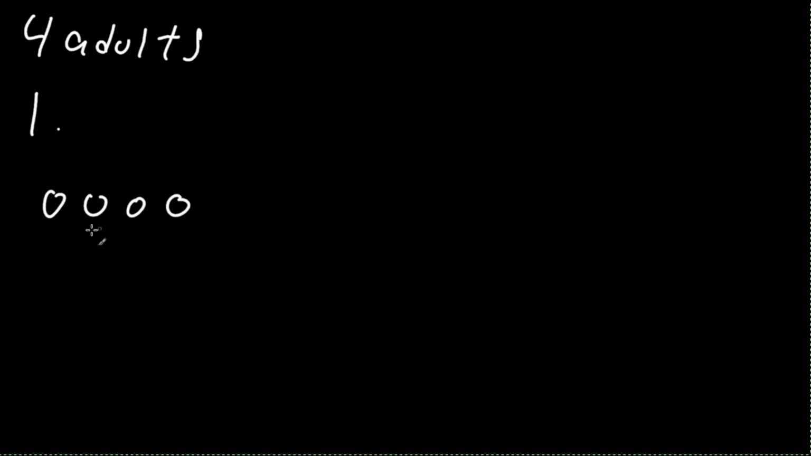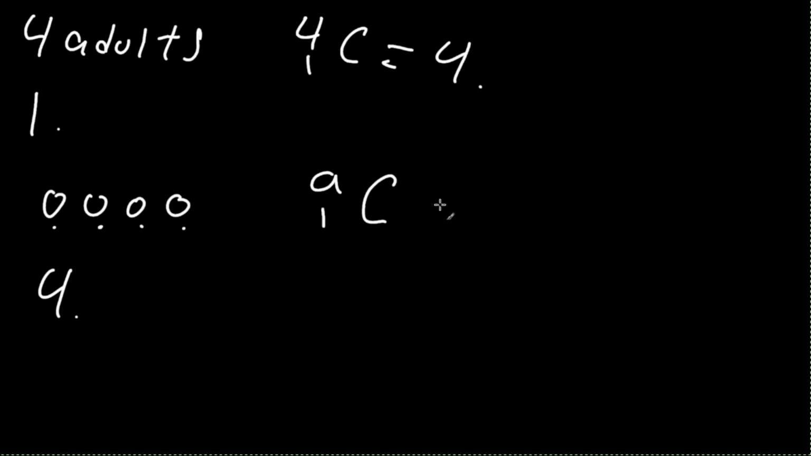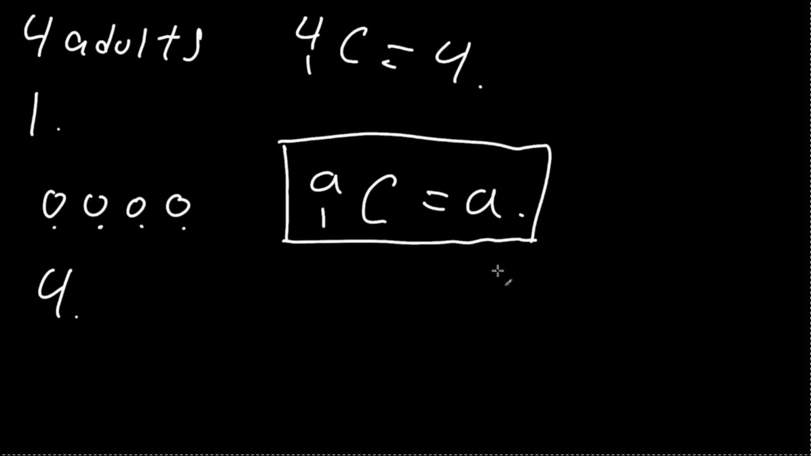Now the second thing is that if I have 4 adults now, and I just choose one, well, it's common sense that if I have 4 adults and I can pick one, there are only 4 ways to do that. And we can prove it because 4C1 is just 4. So AC1 always just gives me A. This is the second rule.